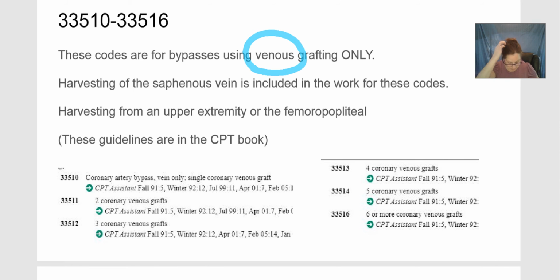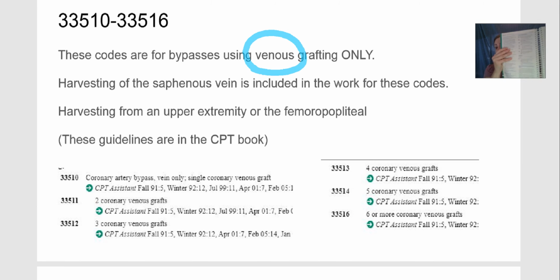I gave you a picture on the page here of what the actual codes read, 33510 to 33516. And you can see coronary artery bypass, vein only, single coronary venous graft. That's your 33510. And then 2, 3, 4, 5, up to 6 total. So how many did we do? But remember, these are only using a vein. Okay, so here's where my codes start in my book that I have pictures on the screen.